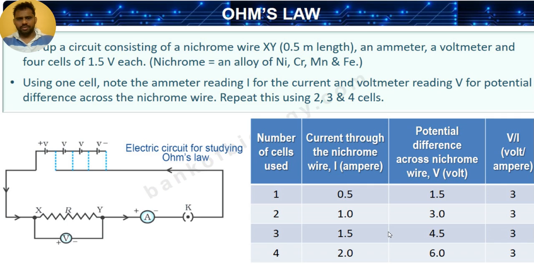Fourth time when he used 4 cells, current came 2 ampere, potential difference was 6, and the V by I ratio remained constant at 3.